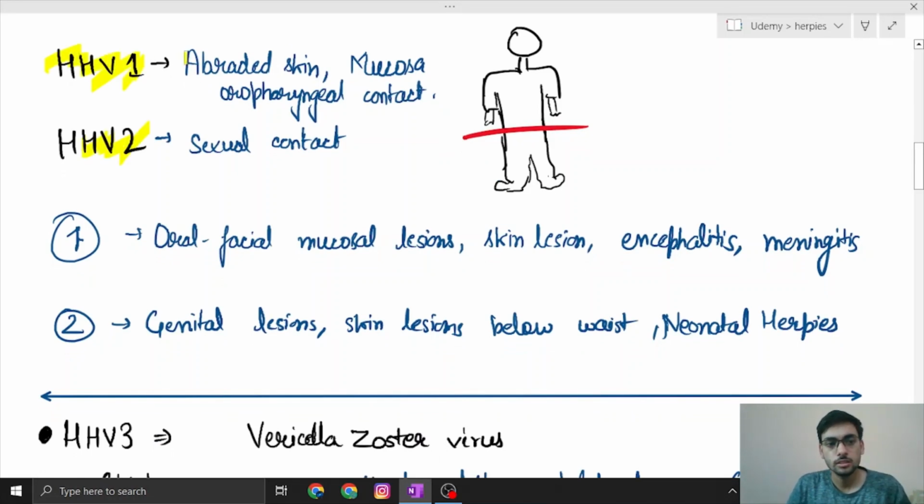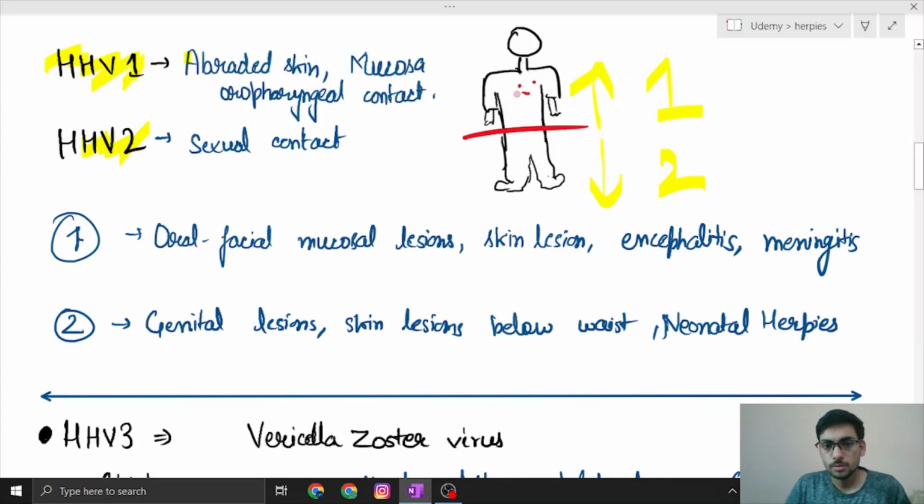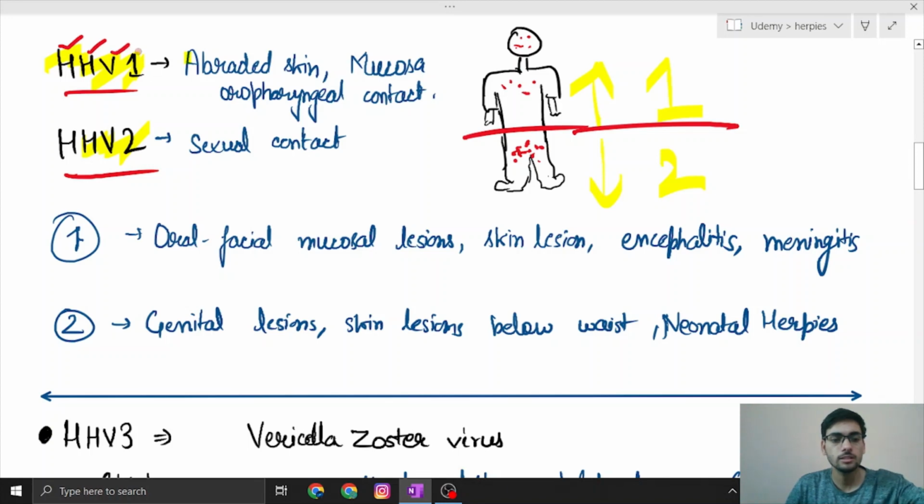This upper portion here is the region where type one will affect, and the lower portion is where type two will affect. Basically it can cause rashes on the face and upper extremities, which is the part for one, and near the genitals is the region where infection is caused by HHV2. HHV1, herpes simplex virus 1, has the full form human herpes virus, but HSV1 is also its name.